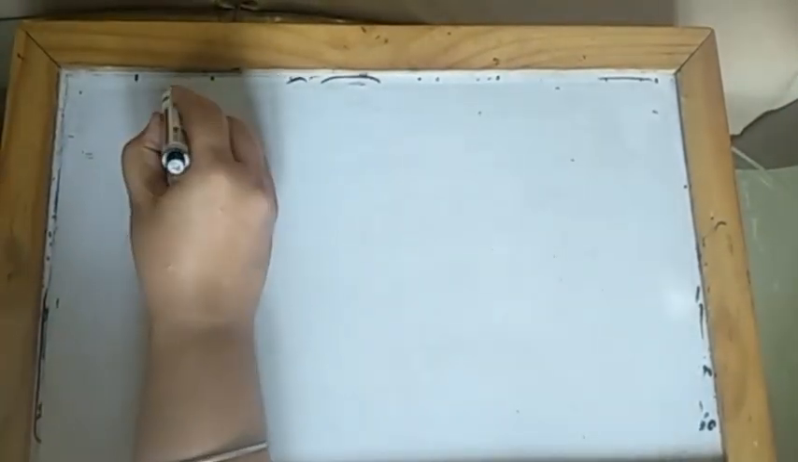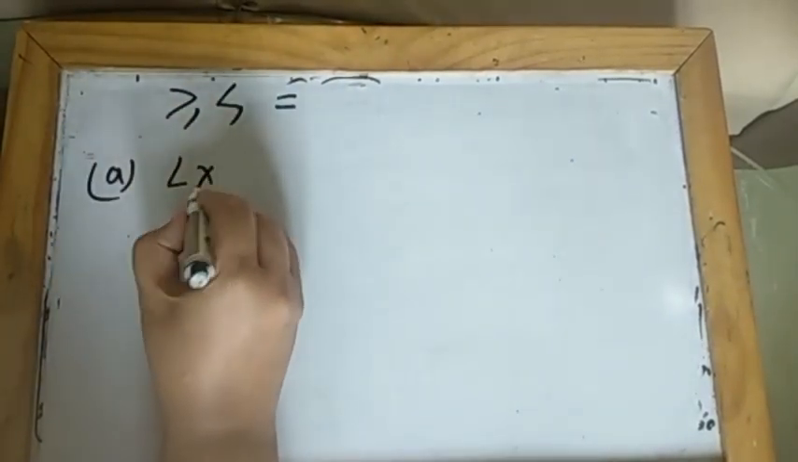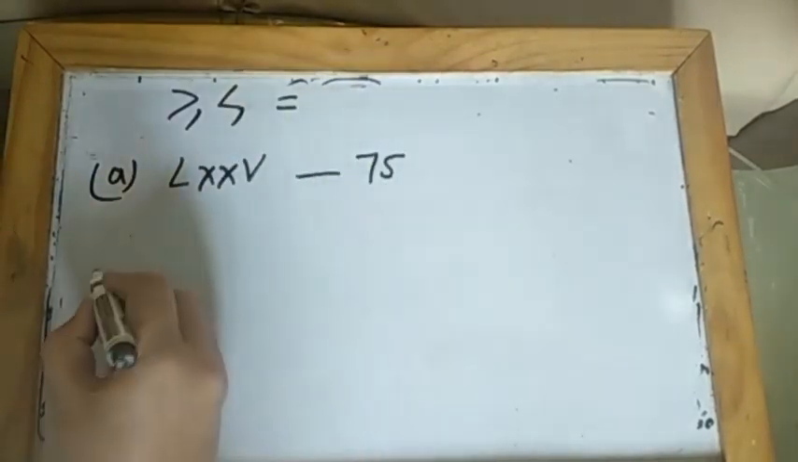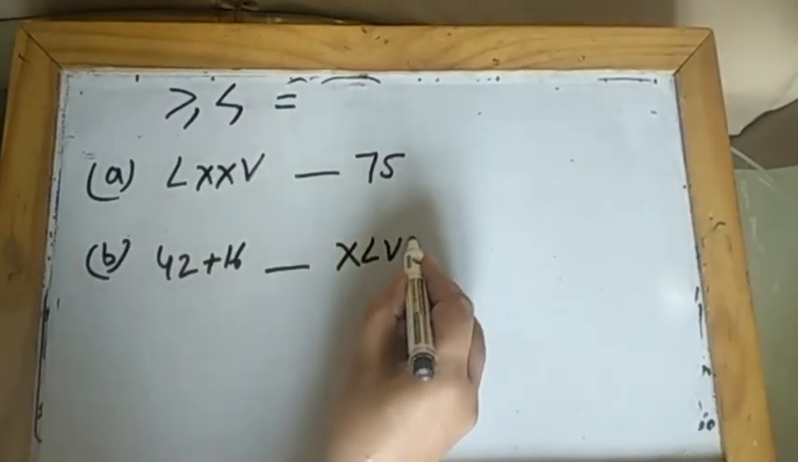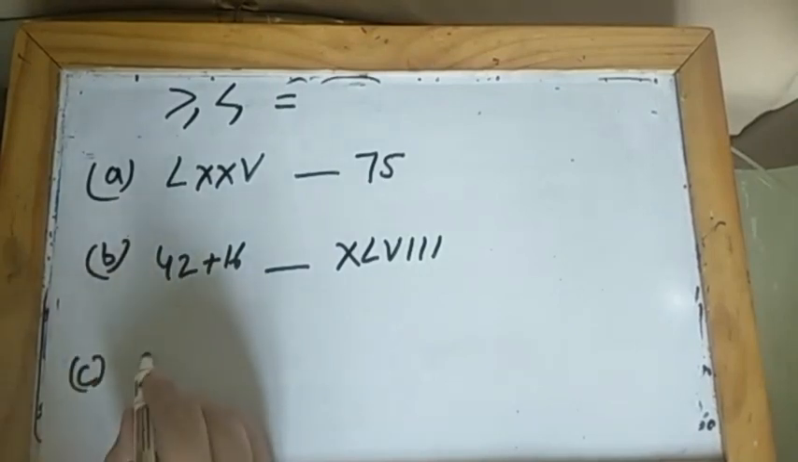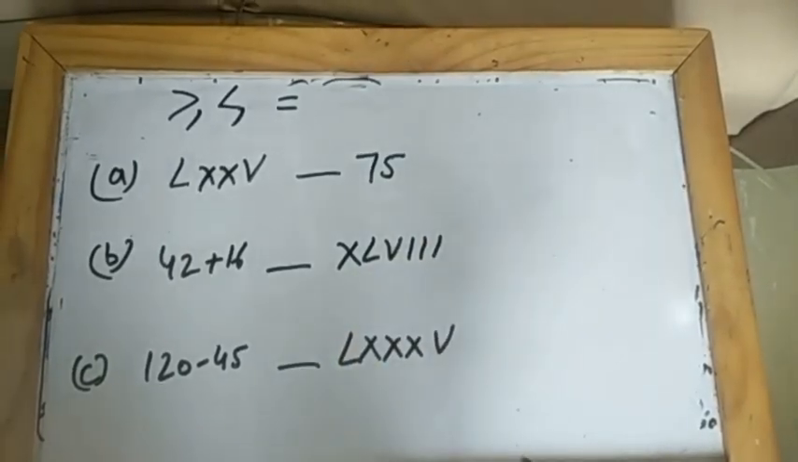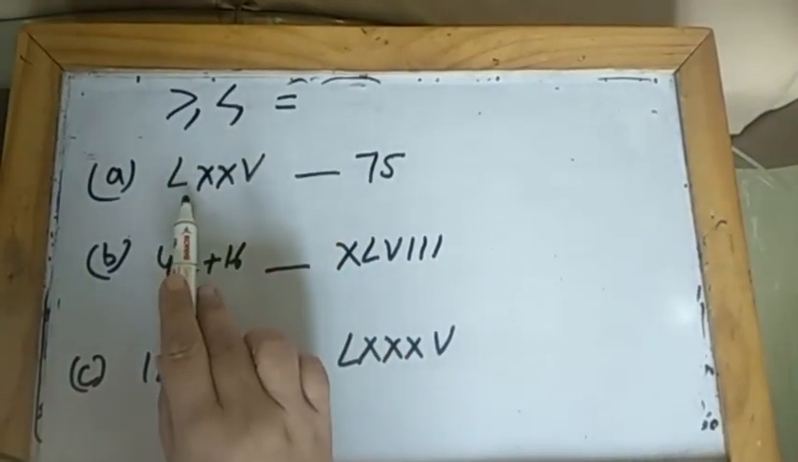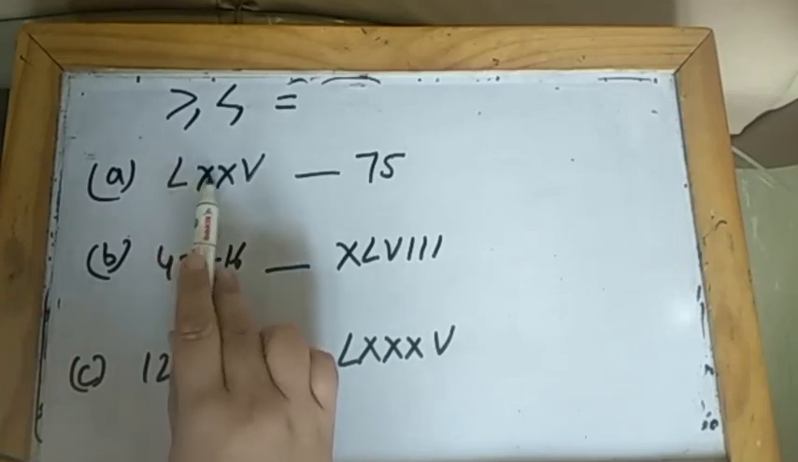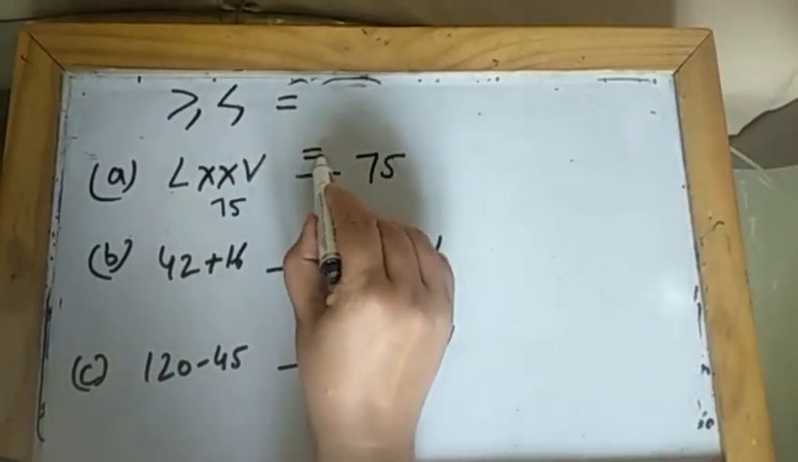Now let's come to the fourth question, which is the same. You have to put the sign of greater, lesser, or you can put the sign of equal to also. So here you are given some sums. You have to solve them and then you have to get the answer. Like these three parts I will do. So this is Roman number, so I'll convert this into Hindu Arabic number. So this is 50, 60, 70 and 5. So this is 75 and here also you have 75. So it means both sides are equal.